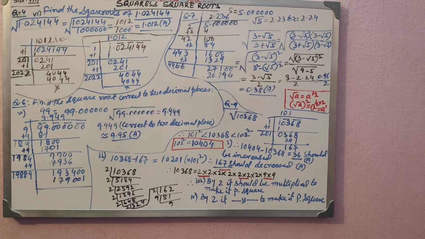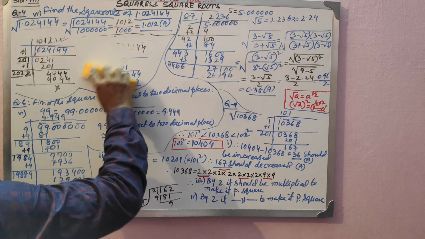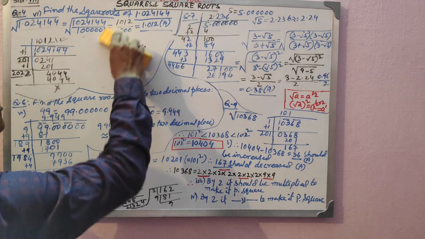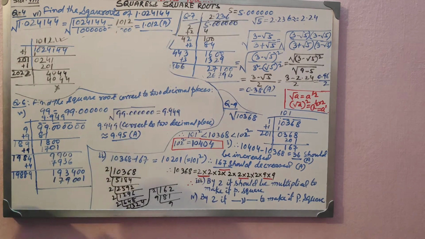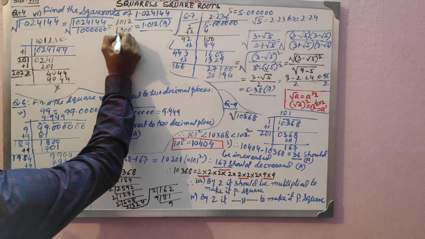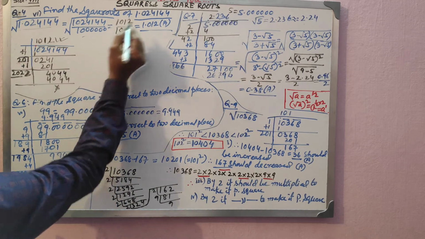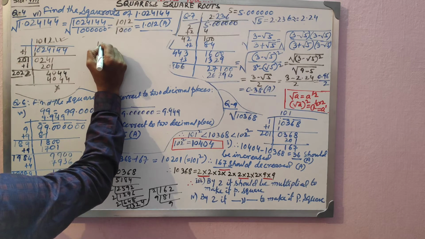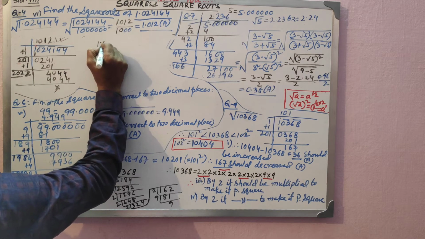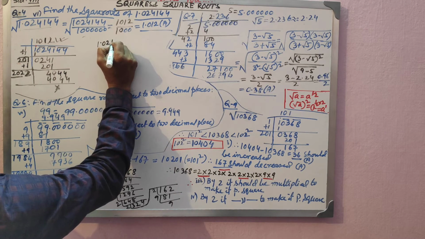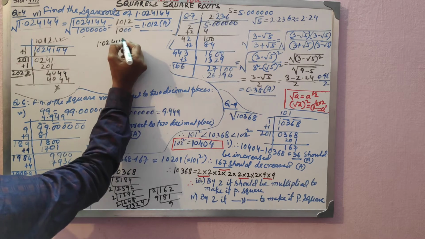We will do the decimals one. I will do it, you listen and go through, you will understand better. Okay, decimals one. I am going to do it. Let this be 100. So we will do this, 1.024141. Okay, pairing the number.